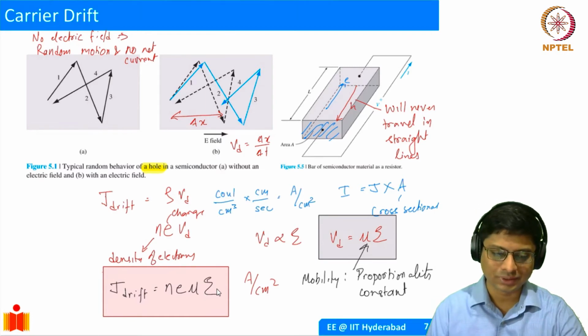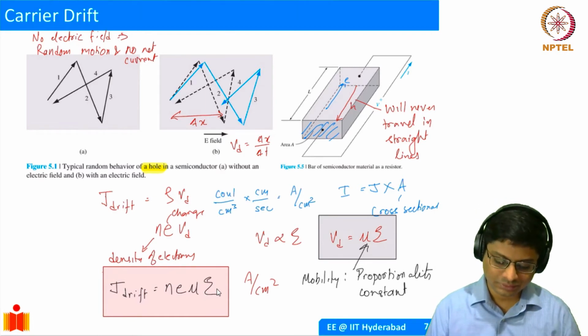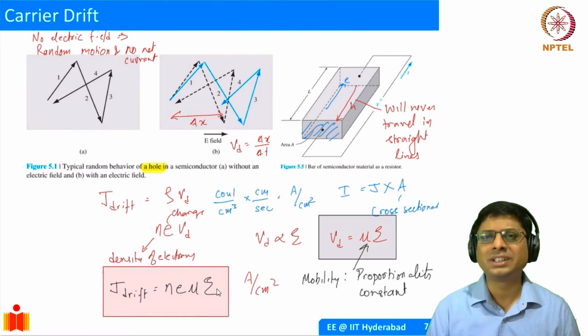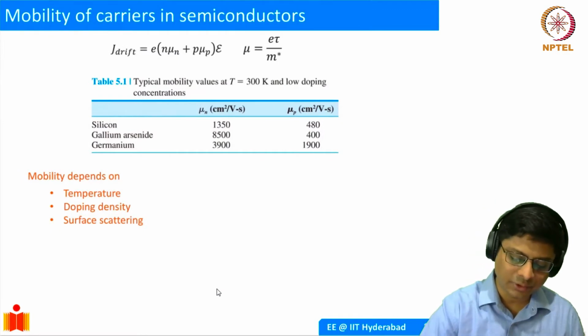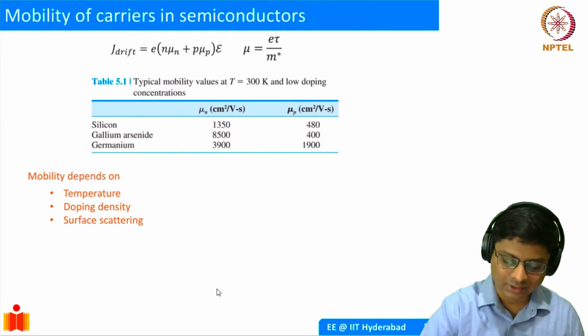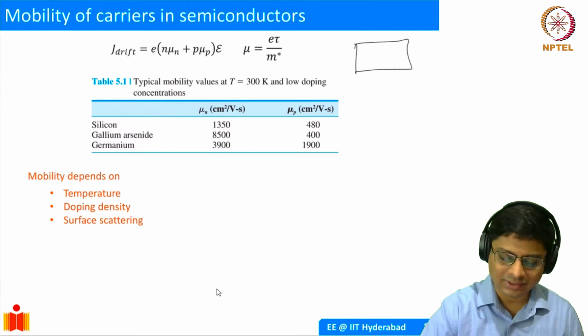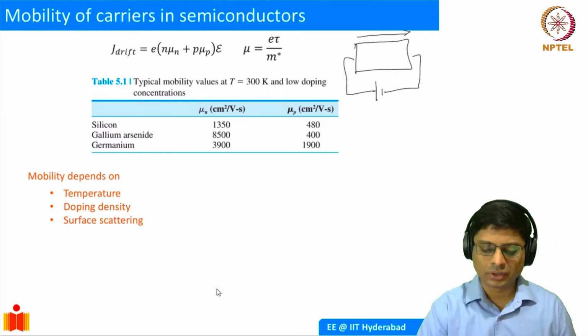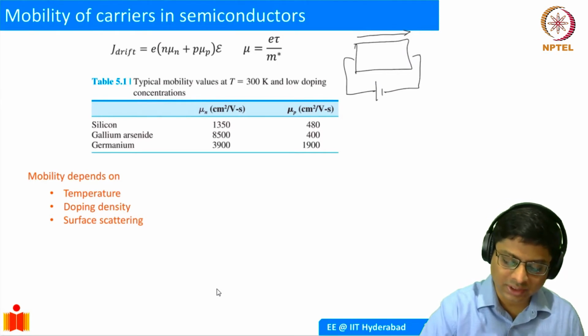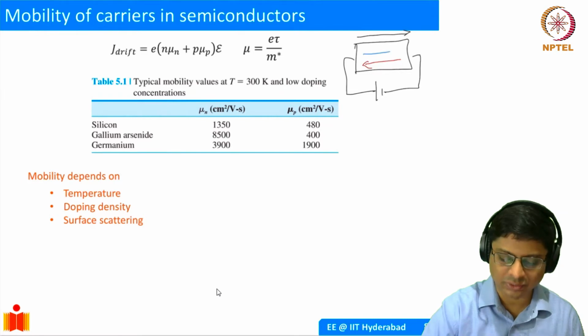All right. So now, we talked about only the electron drift, but the hole drift is going to be analogous to it. If you take a piece of semiconductor this way, and let's say I apply a positive field like this, with a positive terminal and a negative terminal, the field in the semiconductor is going to be in this direction. So electrons are going to move in the opposite direction, and holes are going to move in this direction, the positive direction.